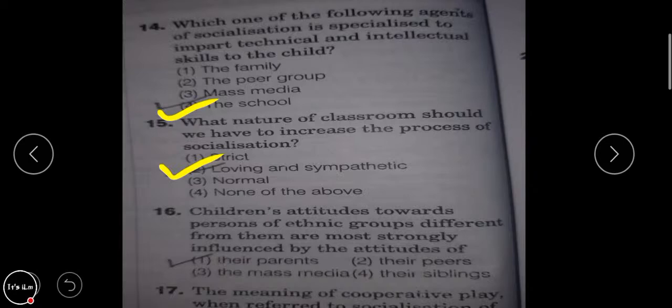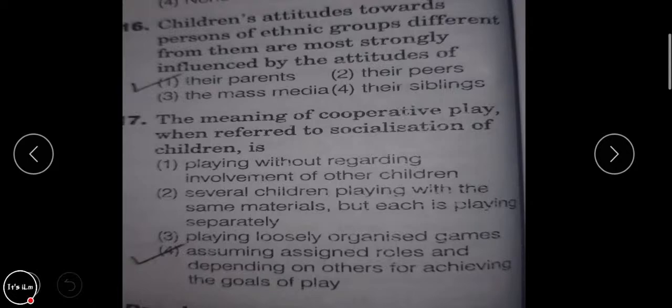Children's attitudes towards persons of an ethnic group different from them are most strongly influenced by the attitude of their parents, their peers, the mass media, or their siblings. Here our answer is the first one, parents. Parents' attitude and parents' behavior totally influence the development of a child. Now let's move on to our last question.